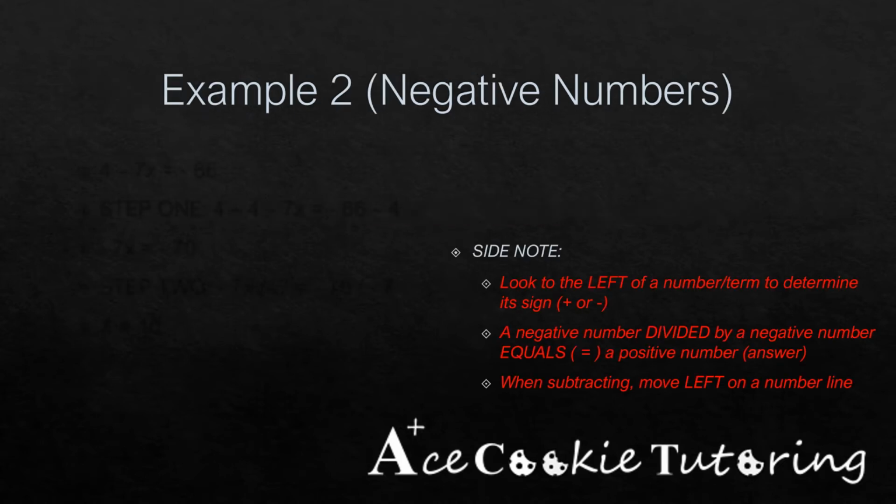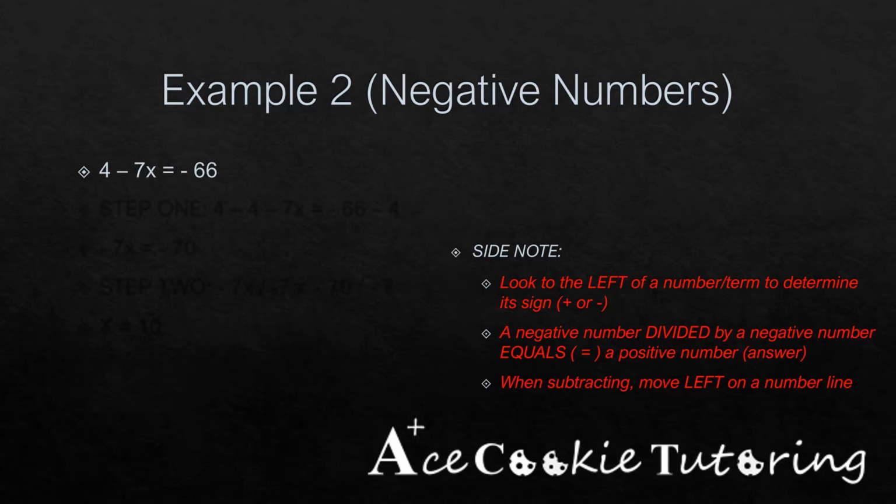Okay, let's move on to example number 2. Now this one's a little harder than the last example because it has negative numbers. So here's example number 2. 4 minus 7x equals negative 66.